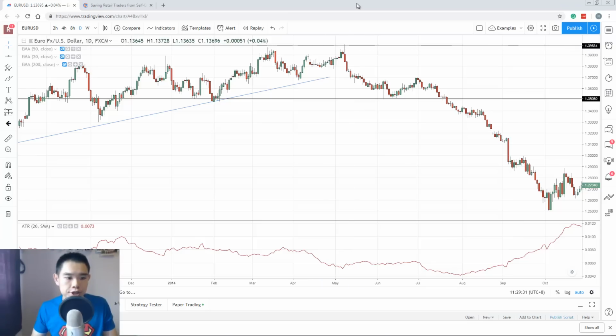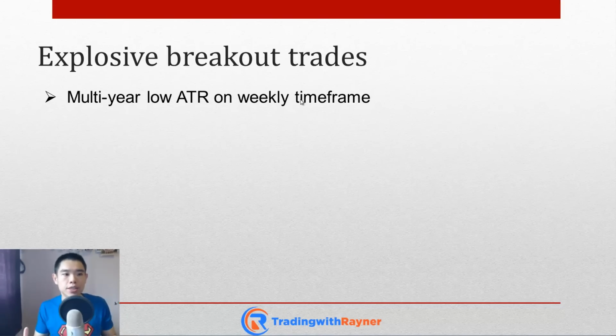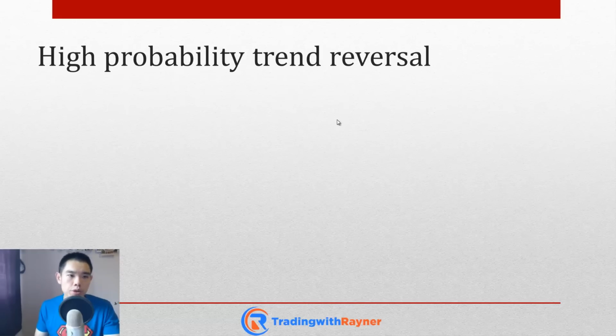Okay, so that's the first thing, right, on how to use the ATR indicator to identify explosive breakout trades about to occur. Second thing that I want to share with you is how do you identify high probability trend reversal using the ATR indicator. So one thing to share, right, is that the market, each and every day or every week or every month, tends to move in a so-called fixed amount. There's like a certain amount of potential energy for the market to move, right?